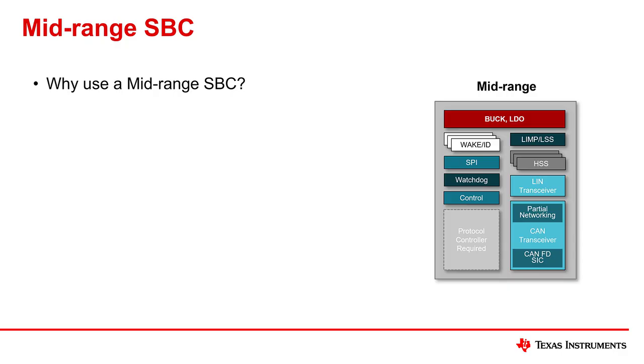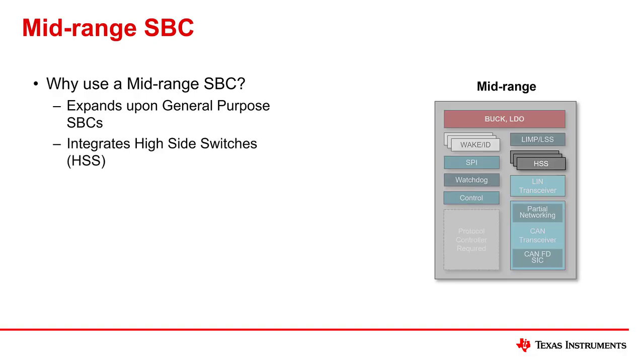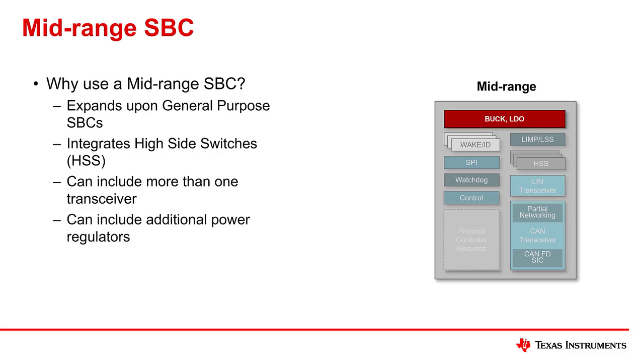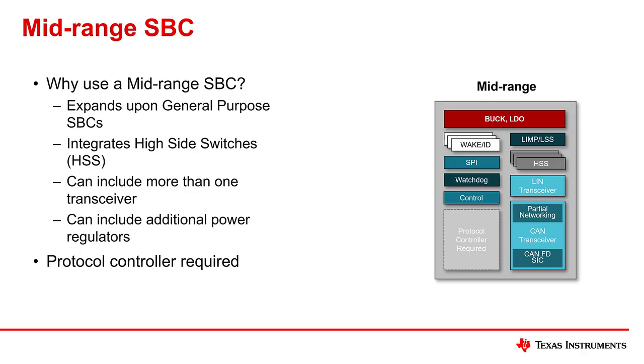Mid-range SBCs. These SBCs expand on general-purpose SBCs with, at minimum, the addition of a high-side switch module, as well as the potential for additional transceivers and additional buck converters, or LDOs. Similar to the general-purpose SBCs, these must include a protocol-specific controller, or MCU, to communicate via 4-wire SPI. TI families to highlight here are the TCAN 24 for CAN, TLIN 14 for LIN, and TCAN 28 for CAN and LIN.